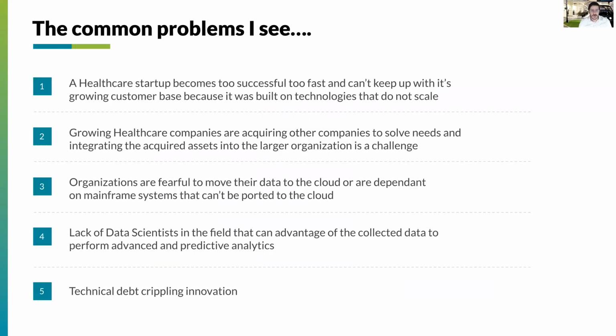Working with a lot of healthcare providers particularly, there are a common set of problems that I see, and it's good to talk about these. Let's bring them to life, right? The first, and the one I've seen the most, is that a lot of startups get too successful too fast. It's a good problem to have, right? It means your product is filling a niche that no one else is.